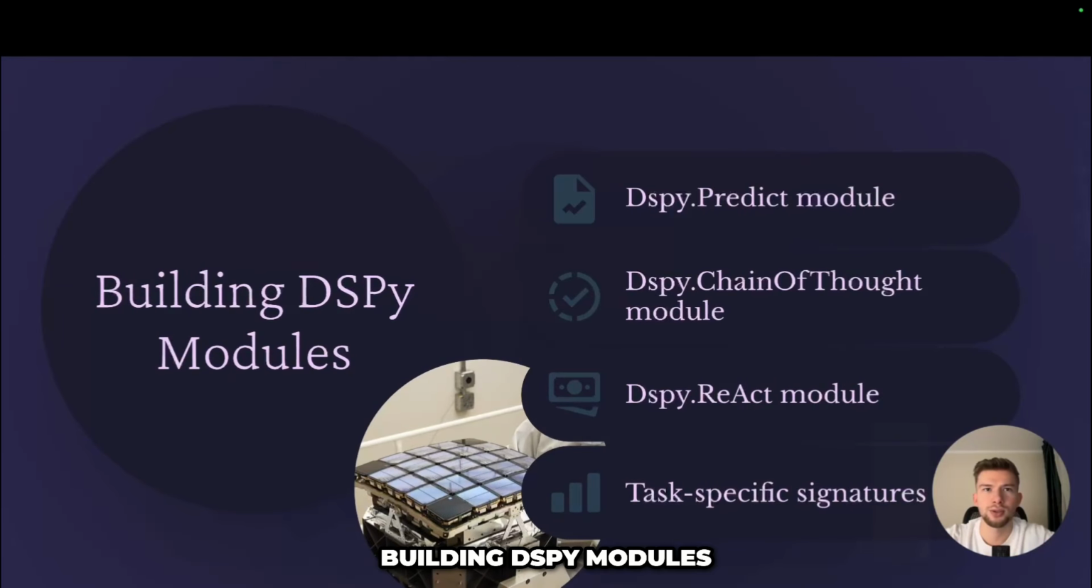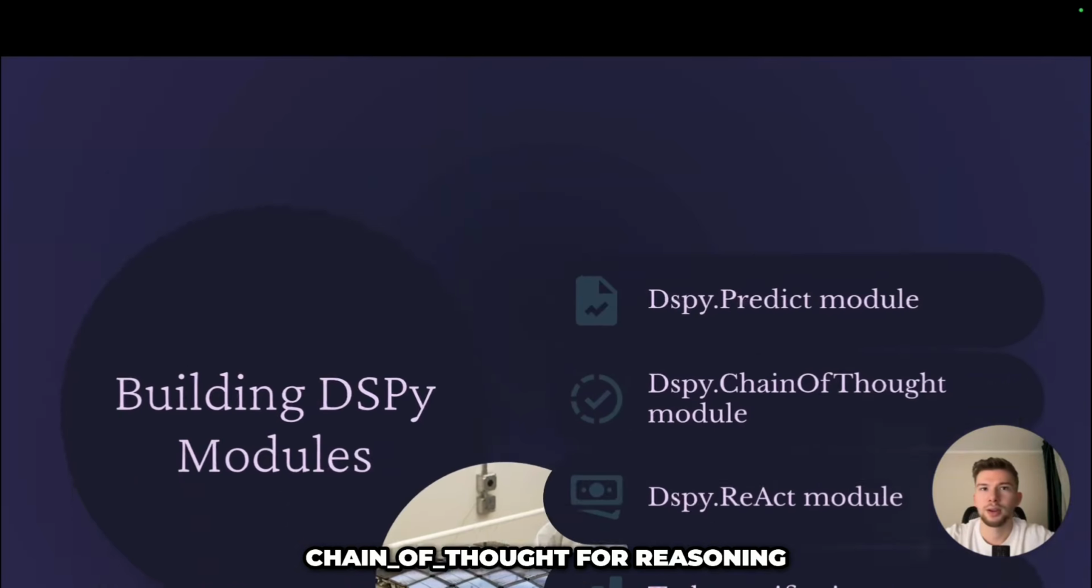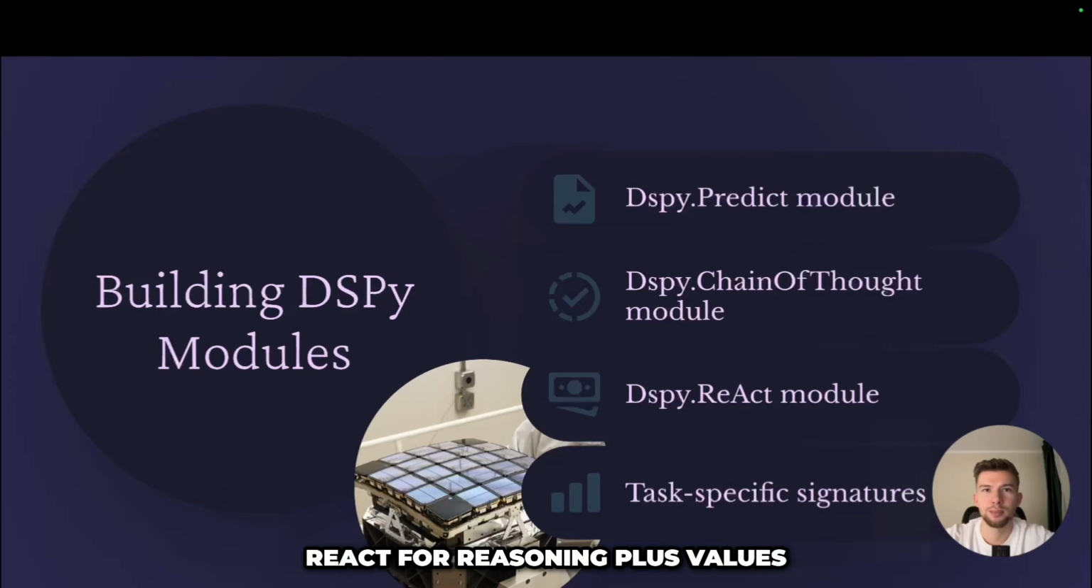Building DSPy modules. This is where DSPy becomes powerful. Instead of one giant prompt, you build small modules like Predict for direct answers, Chain of Thought for reasoning, ReAct for reasoning plus tool use. Each module does one thing well and can be composed with others, like Lego blocks.